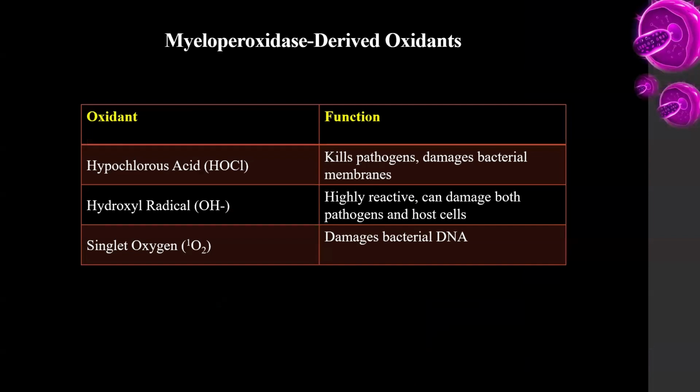Let's see the myeloperoxidase-derived oxidants. First is hypochlorous acid, that is HOCl, which kills the pathogen and damages the bacterial membrane. Second is the hydroxyl radical. The hydroxyl radical is a highly reactive species which can damage both the pathogen and the host cell. Third is singlet oxygen, which damages bacterial DNA.